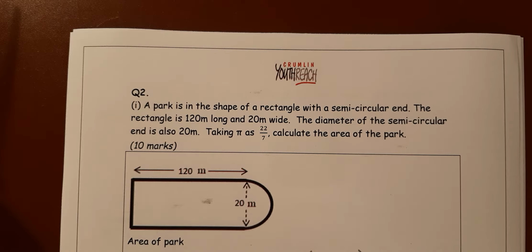Mock exam, section B, question 2, part A. The park is in the shape of a rectangle with a semicircular end. The rectangle is 120 meters long and 20 meters wide. The diameter of the semicircular end is also 20 meters. Taking pi as 22/7, calculate the area of the park.